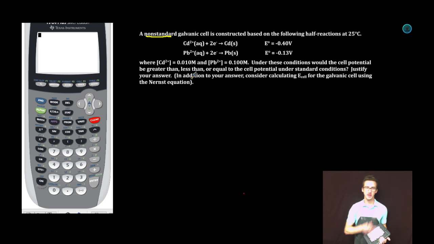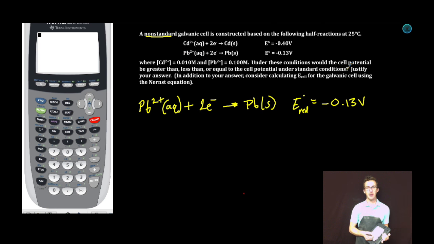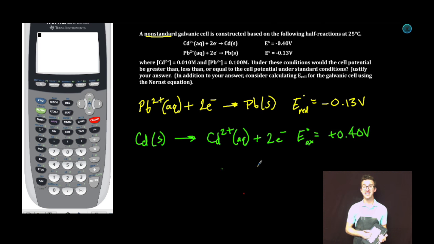Alright, let's just forget everything we've read and come up with what the standard cell potential would be first. As I look at my two reduction half reactions, the thing that's most likely to be reduced is the one that's more positive, in this case, the lead-2. Easy enough, just copy it straight down. We also know that the cadmium is more likely to be oxidized. Again, be careful with your oxidation half reaction. Although you're keeping the numerical value, you are changing the sign of that potential.